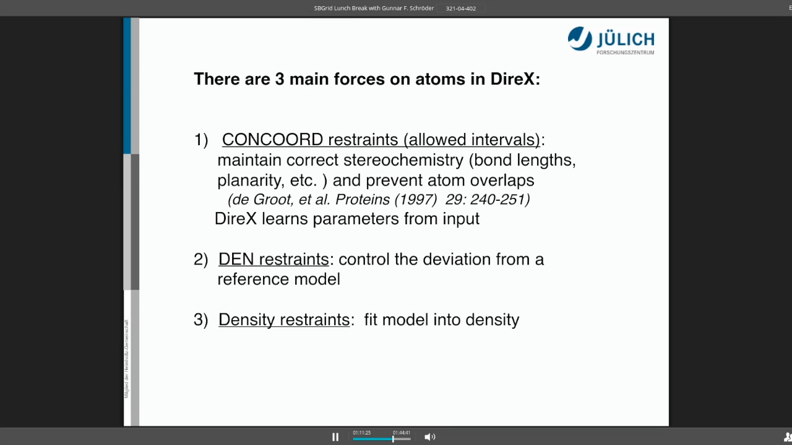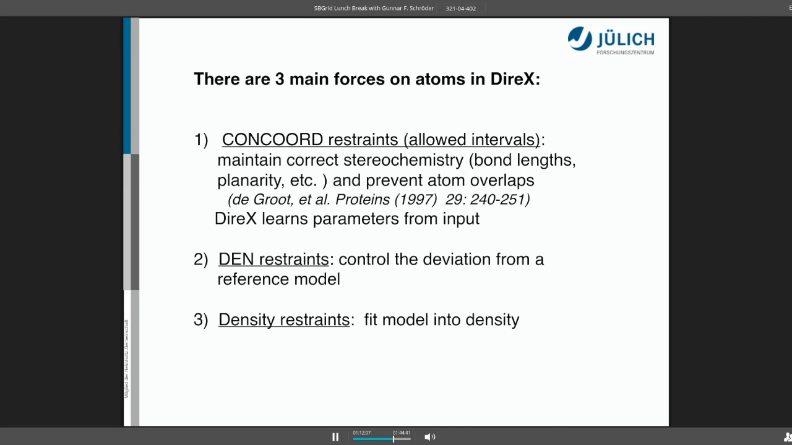Other than typical MD programs or refinement programs, which need some parameterization of all the atoms. That can be complicated if you have weird atoms or weird molecules in your system. So DireX doesn't have a problem with that. But on the other hand, that also means that if you have a bad starting structure that is not minimized and all your bond lengths are corrupted, then DireX will not correct those. So you should not expect that you get a better geometry from your model by using DireX. It is not meant for this.